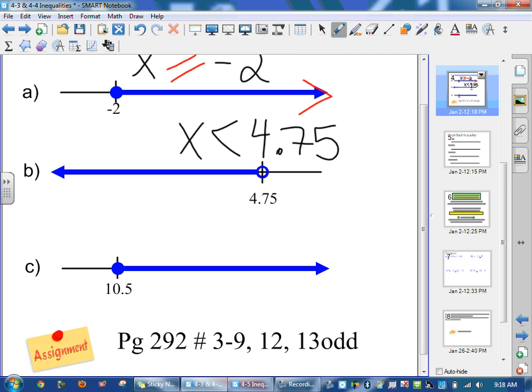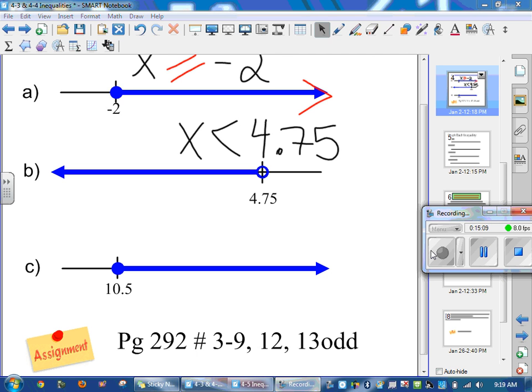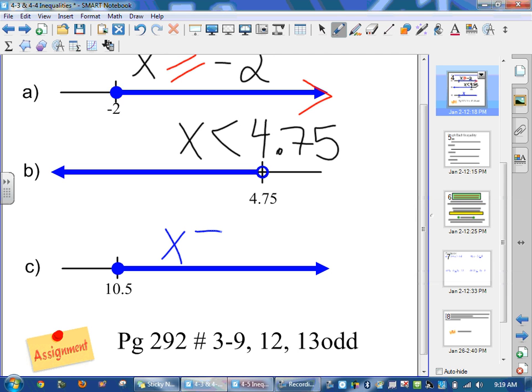Letter C. Who's got letter C? Who's got that one cased? All right, sure. Stripes. X, right, and a line. Good. That's great. Better equal to. Wonderful. 10.5. Excellent. Check your work, everybody. Those are 100% right.